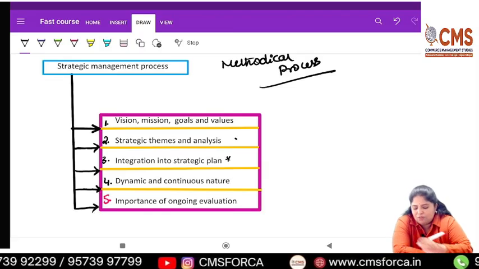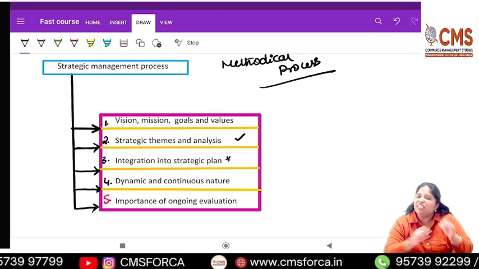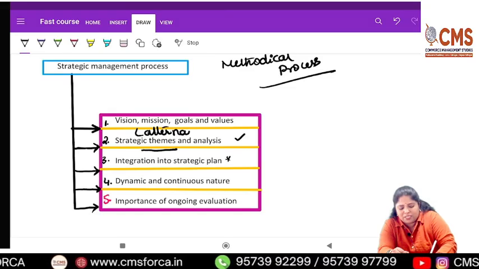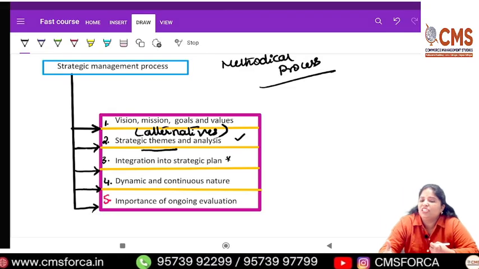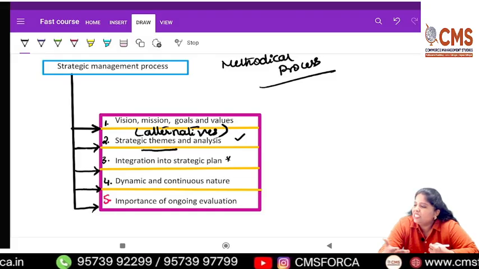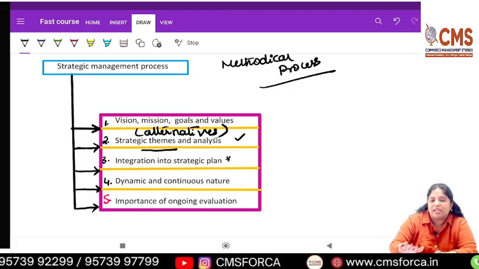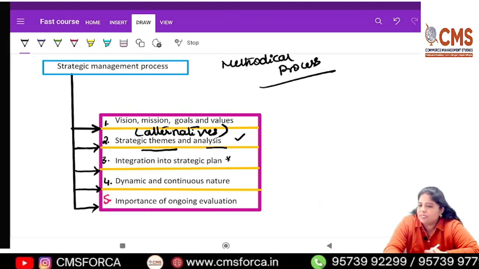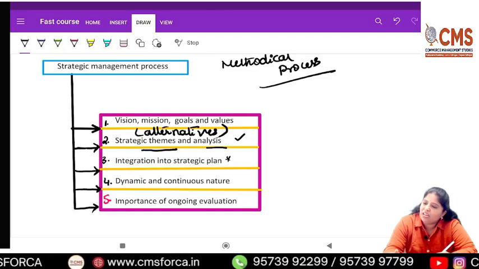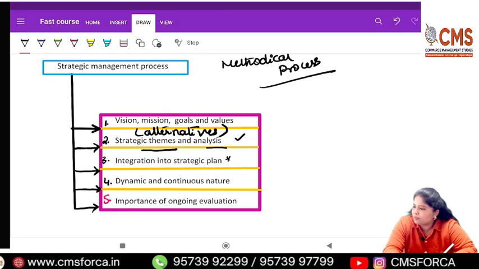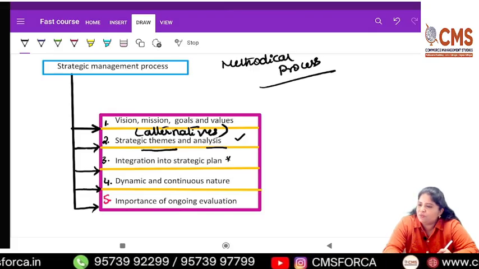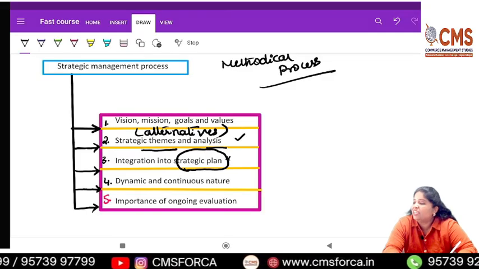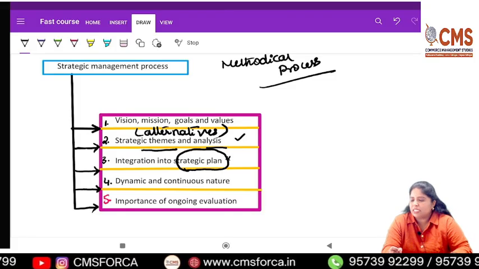The second one is strategic themes. For the time being, what do you mean by a strategic theme here? You try to assess them as the alternatives you are trying to build for your strategy. The strategic alternatives can be discussed here as strategic themes, and all these alternatives are subject to good analysis. So you develop vision, mission, goals and objectives, come up with alternatives and analyze them, and all these components must be integrated in a strategic plan. Now, what is the strategic plan?